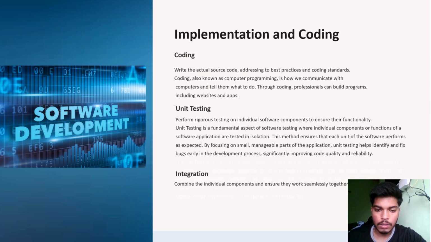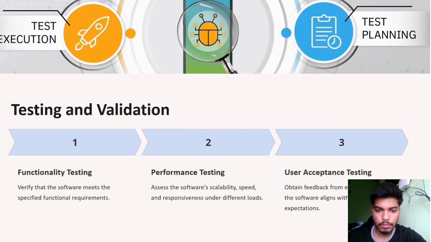Next one is integration. Combine the individual components and ensure they work seamlessly together. Next one is test execution. In test and validation phase, there are three main functionalities. First one is functionality testing. What is functionality testing? It is to verify that the software meets the specified functional requirements.